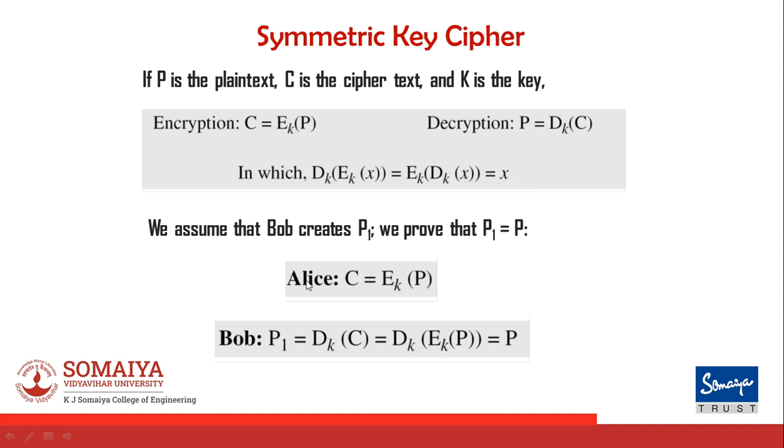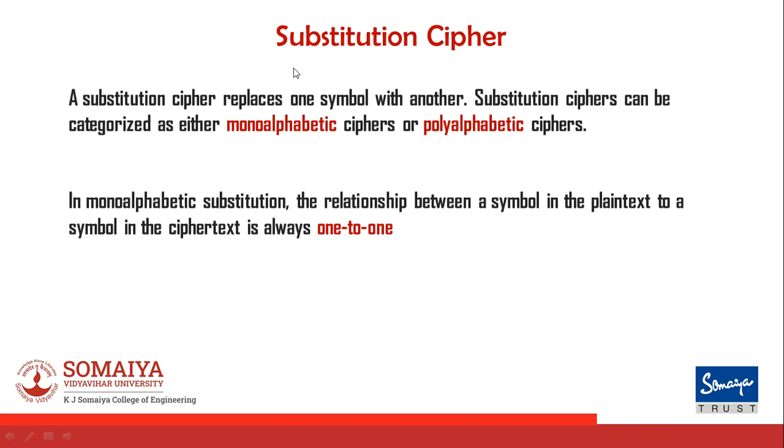So here we are showing how my plaintext and the ciphertext are inverses of each other, and how they can be the same, mathematically. Then we are switching to the substitution cipher. Now what exactly is the substitution cipher, and how are we considering it in the symmetric key cipher? A substitution cipher replaces one symbol with another symbol.